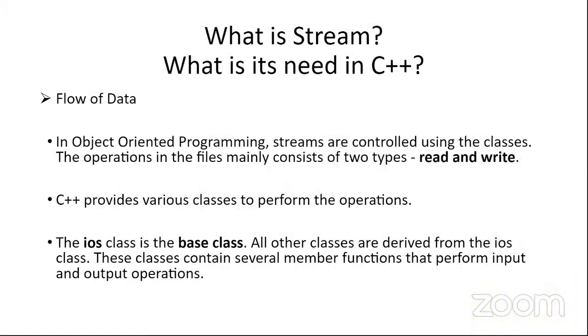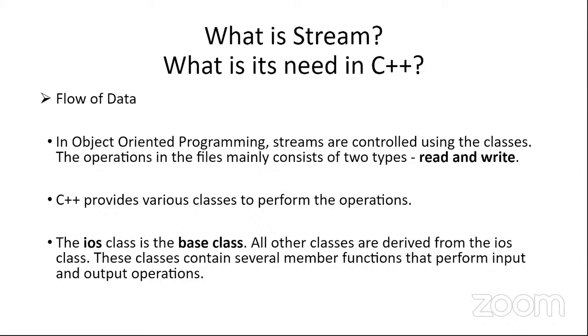So, what is a stream? Stream is namely flow of data. It is actually the sequence of bytes. So, the C++ program that we write takes the input from keyboard, or we can take the input from files. Streams are controlled using classes in object-oriented programming. The operation in files mainly consists of two types, read and write.